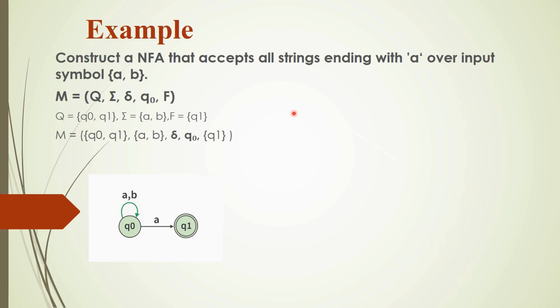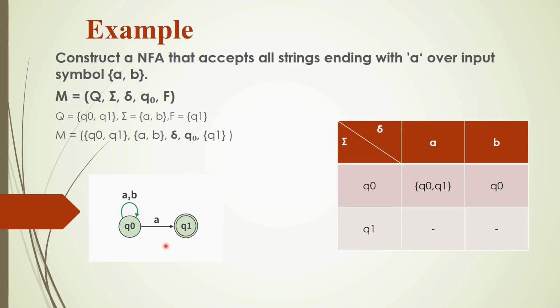M equals Q0 and Q1, which is your Q, A and B, which is your input symbols. Transition we will design as a table. Okay, Q0 is your initial state. Here we are mentioning Q1 because our NFA has Q1 as a final state. So let's design the table from this transition diagram.